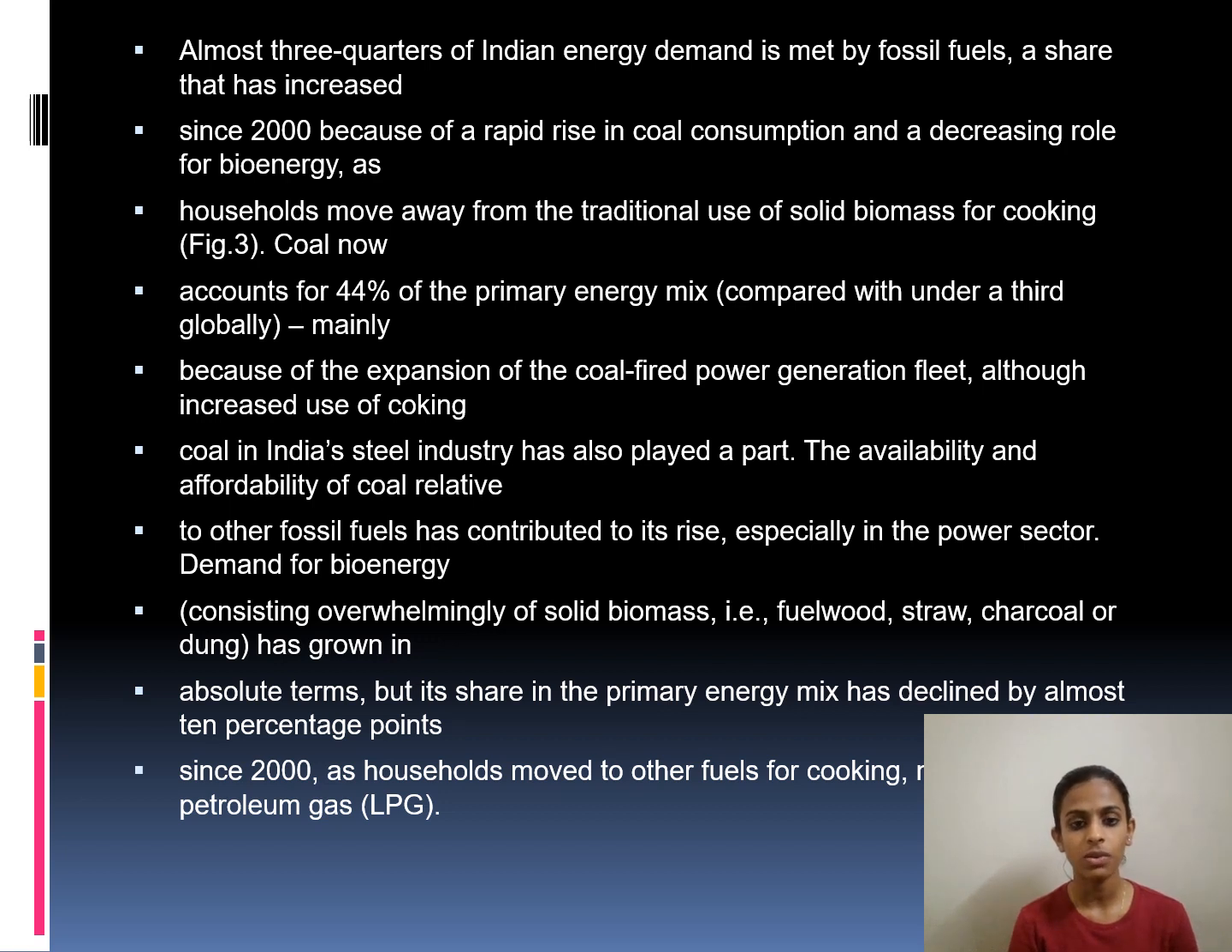Although increased use of coking coal in India's steel industry has also played a part, the availability and affordability of coal relative to other fossil fuels has contributed to its rise, especially in the power sector. Demand for bioenergy has grown in absolute terms, but its share in the primary energy mix has declined by almost 10 percentage points since 2000 as households moved to other fuels for cooking.